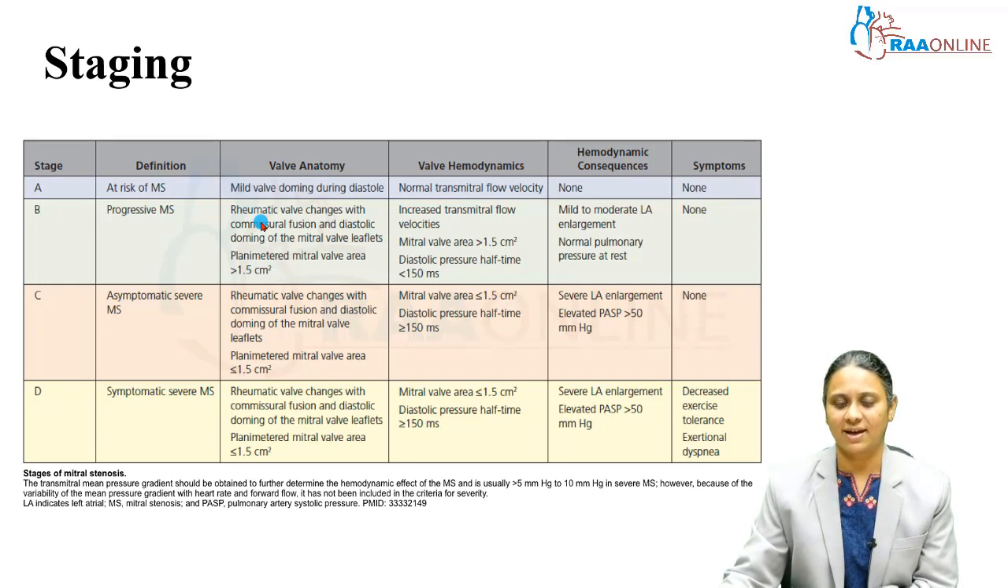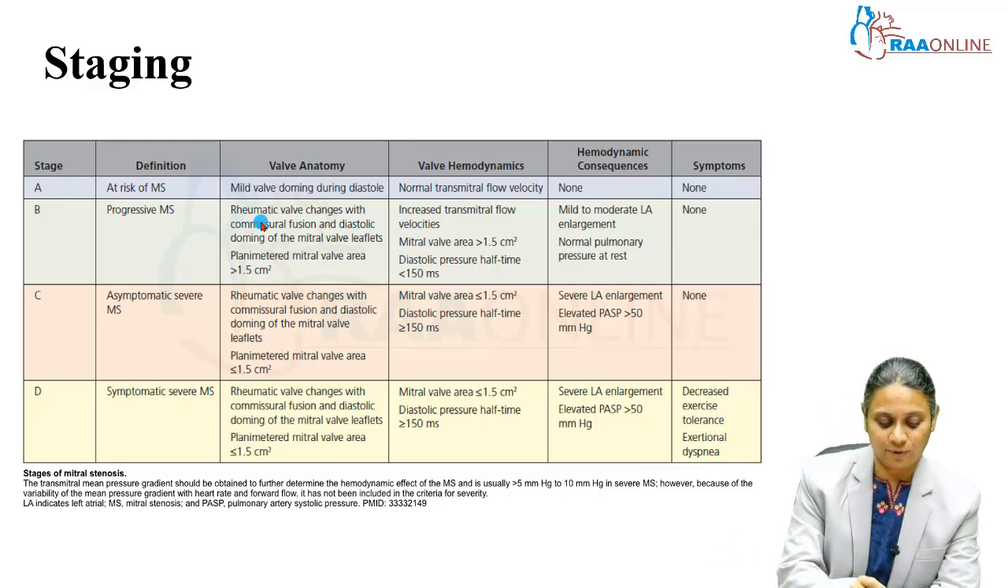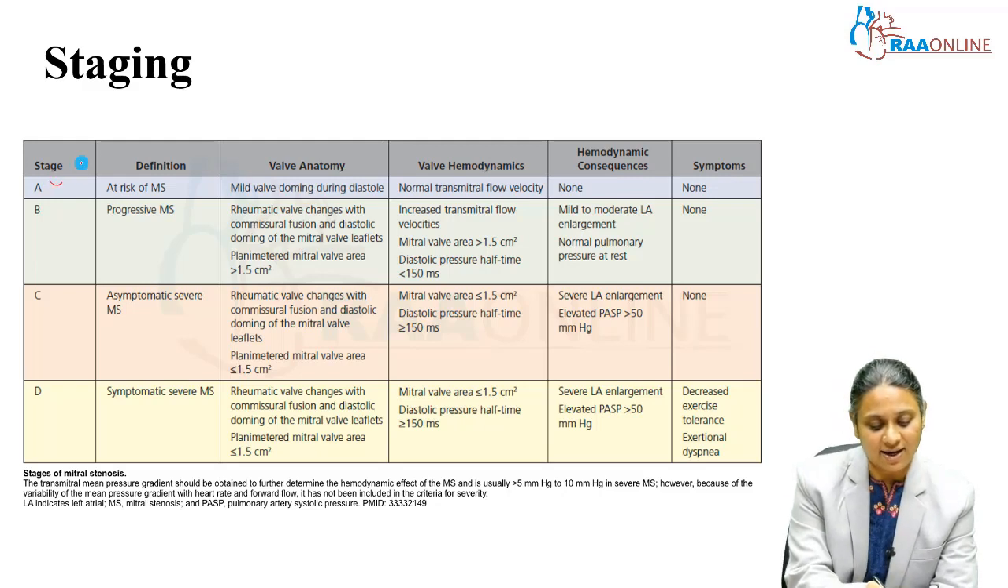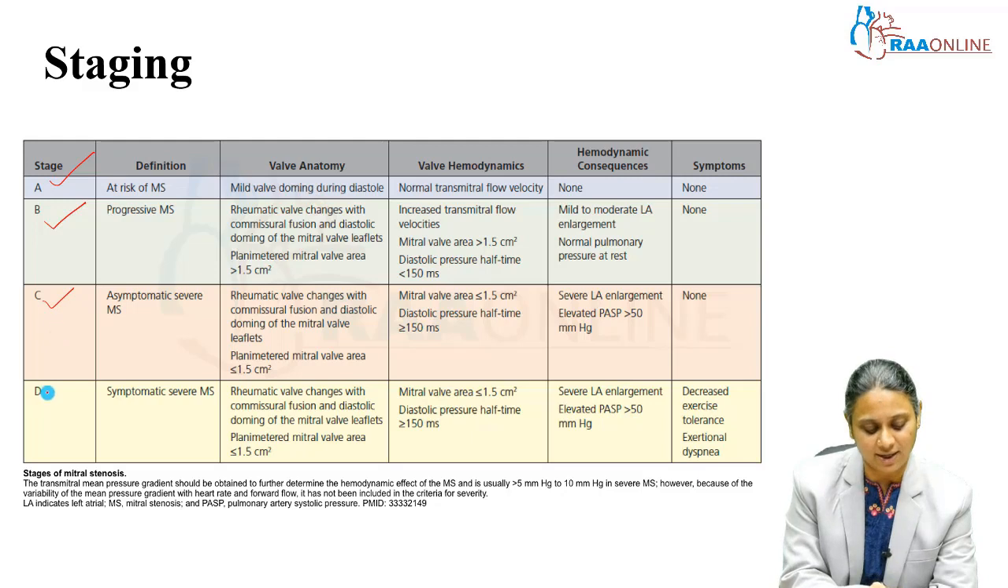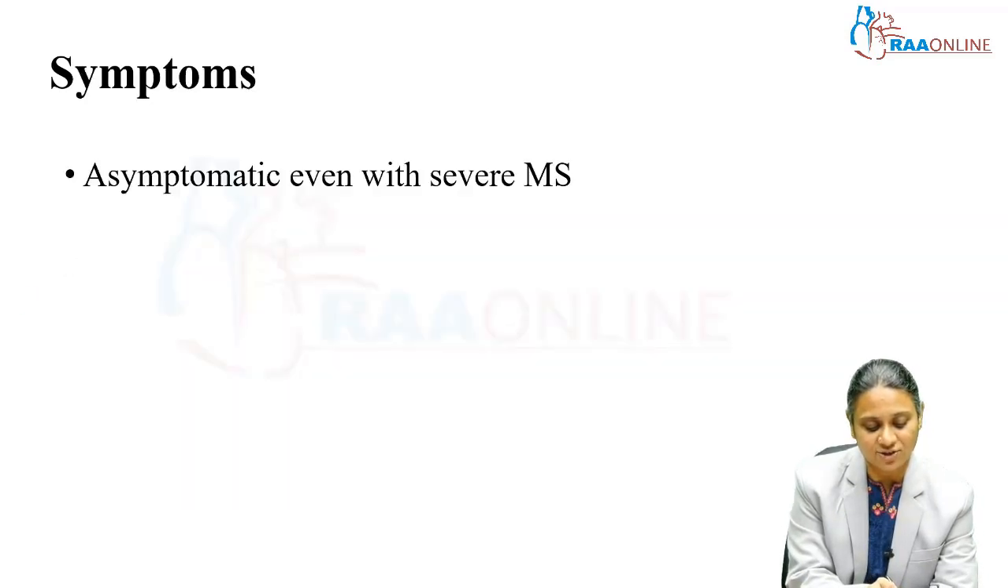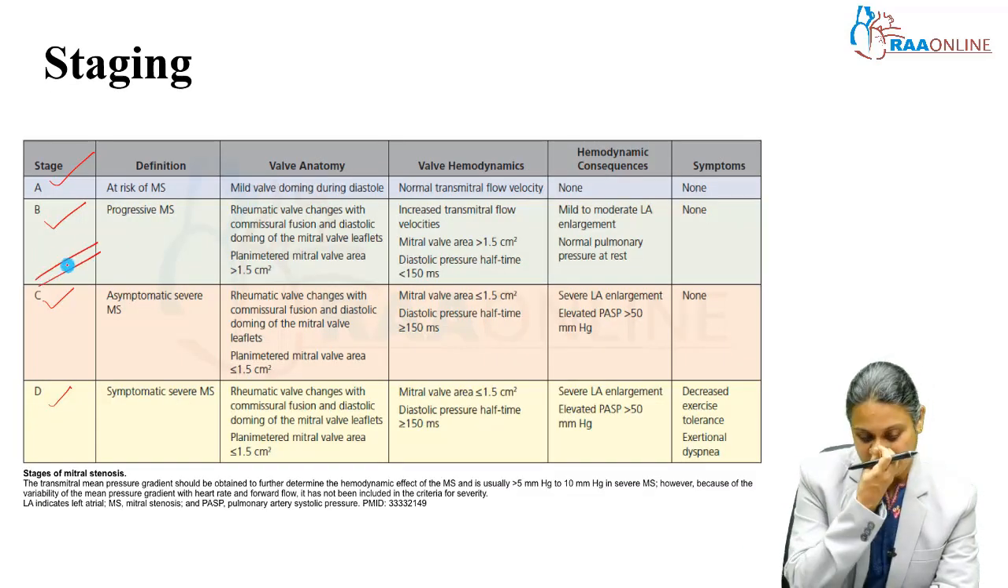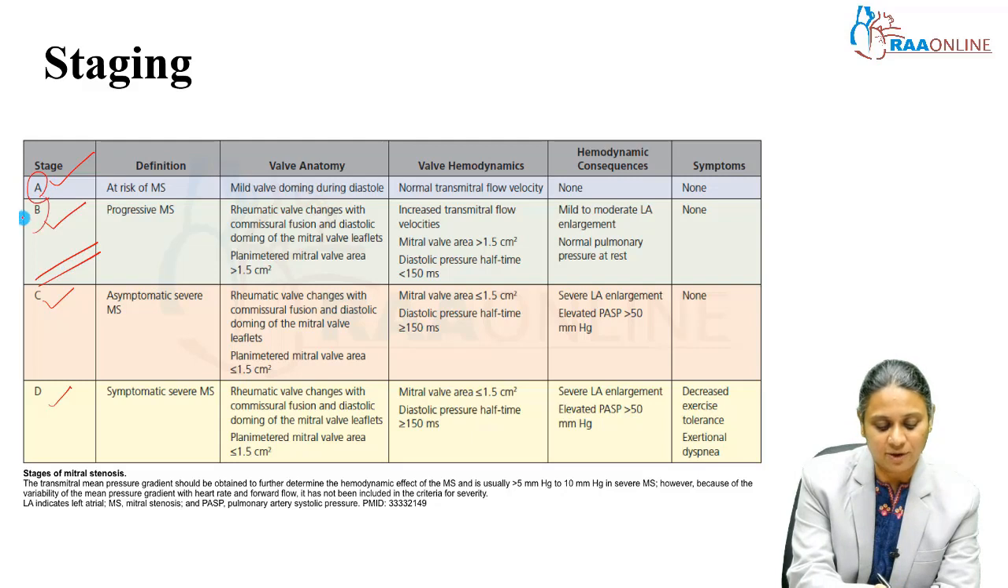How do you stage? Staging is dependent on the structure of the mitral valve as seen by echo. There are 4 stages according to the American Heart Association and American College of Cardiology: A, B, C and D, like any other valvular disease. A is at risk, B is progressive, C is severe asymptomatic, D is severe symptomatic. So, the level of intervention is stage C, and A and B are for follow-up.